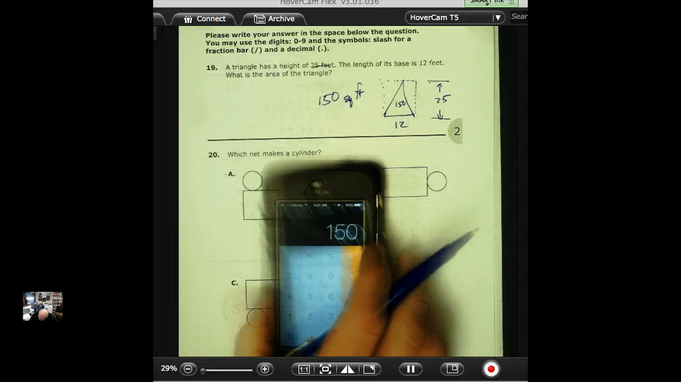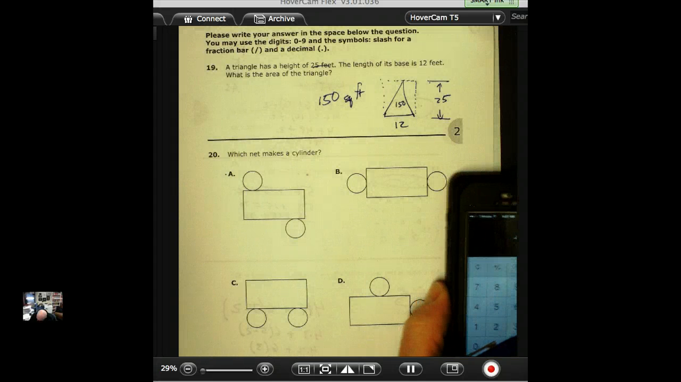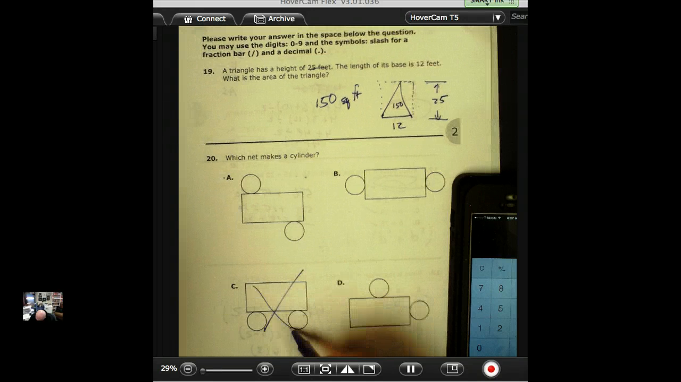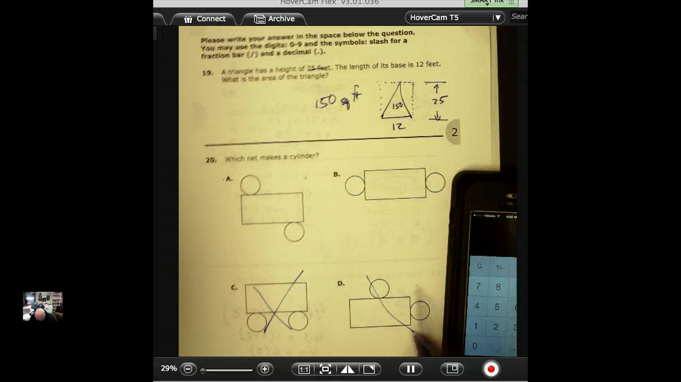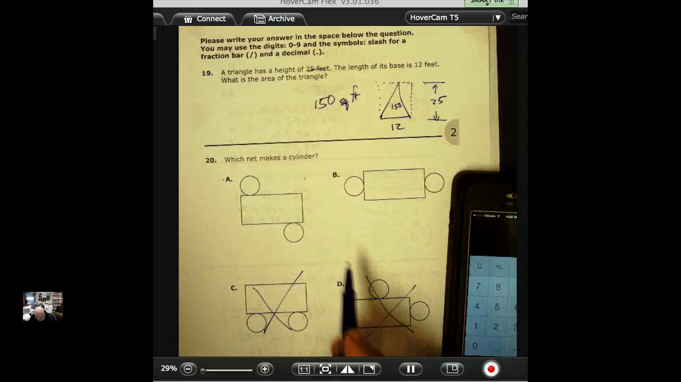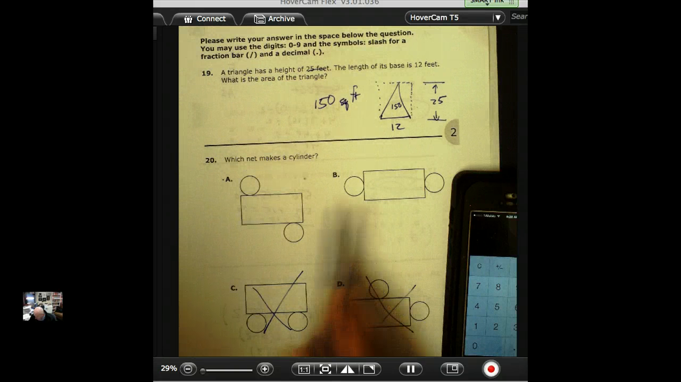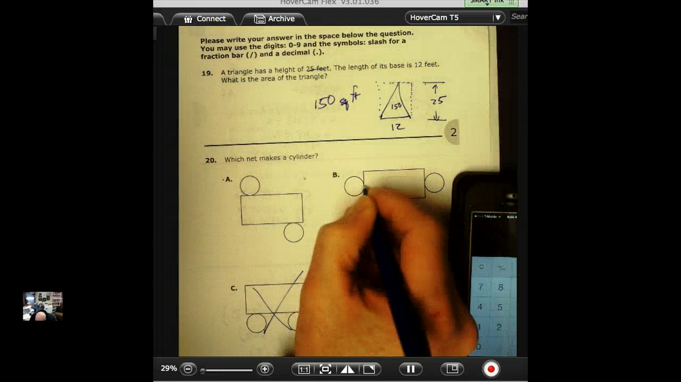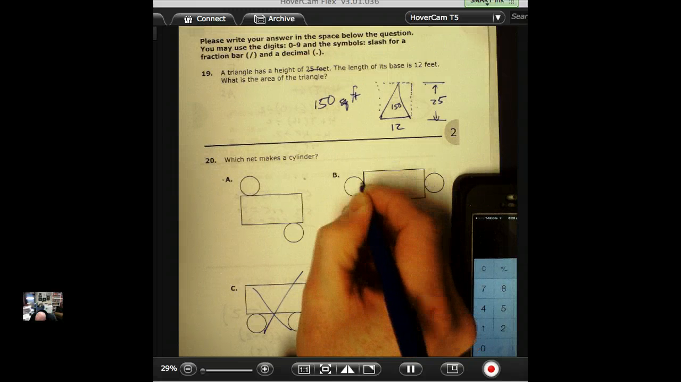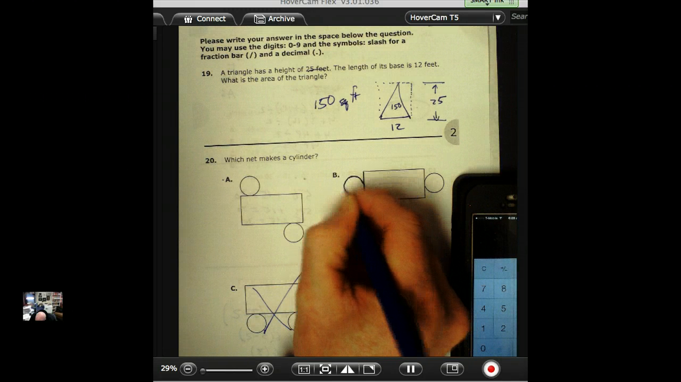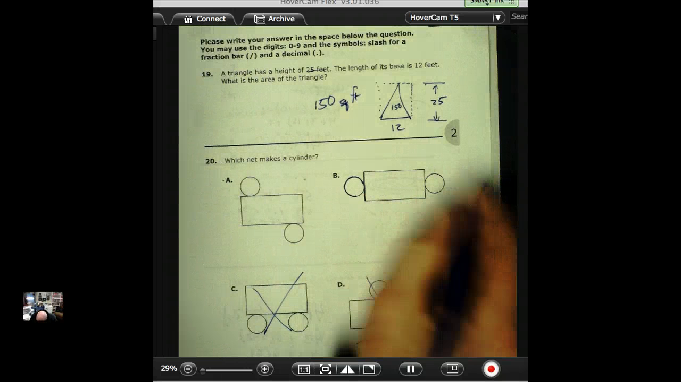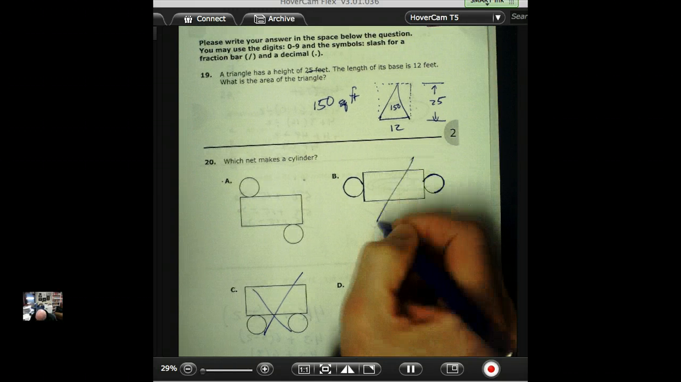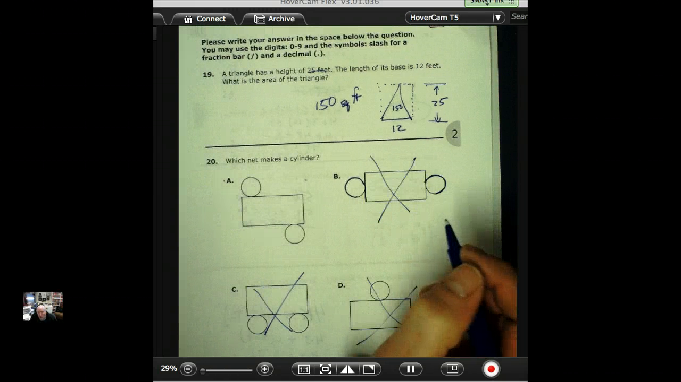Okay. All right, this one here. Which net makes a cylinder? Well, I know it has to have a top and a bottom, and this one here won't have a top and a bottom, and this one here doesn't work. The question is right here, and I just think this is a nasty question because both of these could look like they could make cylinders. The problem is this distance right here on this one, there's not enough for that to go all the way around. If you were to measure it with a piece of string, it would stop short. So this one can't be the correct answer.